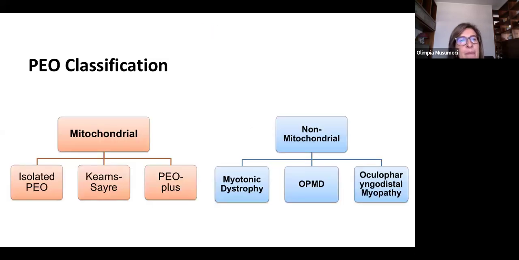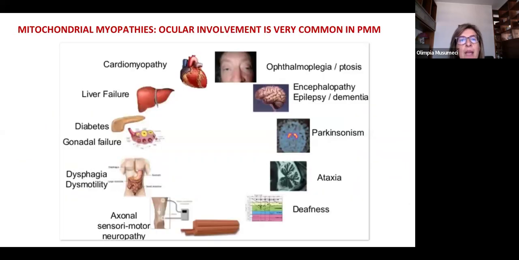If you want to classify progressive external ophthalmoplegia, we can distinguish two groups: the mitochondrial group and the non-mitochondrial group, some of which we already mentioned. Focusing on mitochondrial forms, as we know, mitochondrial diseases are a heterogeneous group of disorders with usually a multi-system involvement of different organs, where ocular involvement is very common. The muscles of the eye are among the parts of the eye most involved.